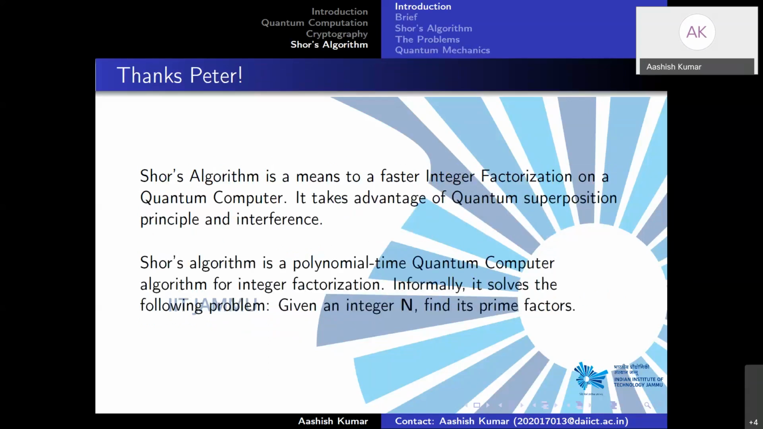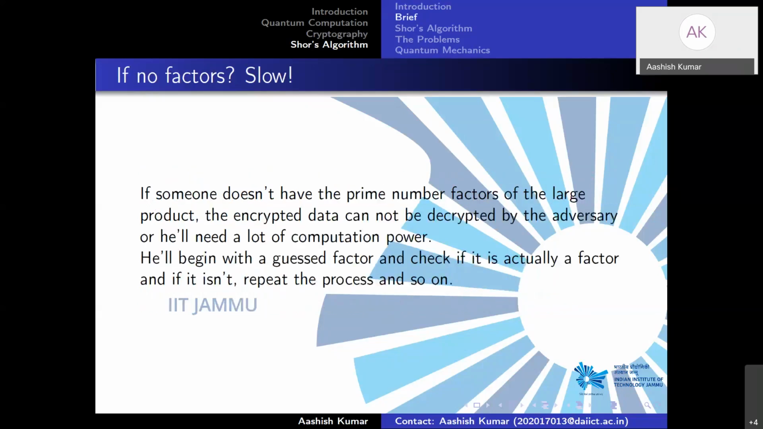Okay, so we're coming to the main star of the show: Shor's algorithm. Shor's algorithm was proposed by Peter Shor, and it is meant to be a means of faster integer factorization on a quantum computer. It takes advantage of the quantum superposition principle and interference. Shor's algorithm is a polynomial-time quantum algorithm for integer factorization, and informally, given an integer n, it finds its prime factors.